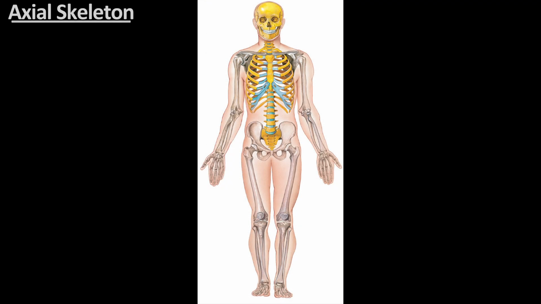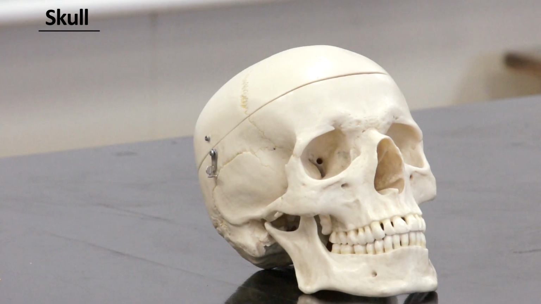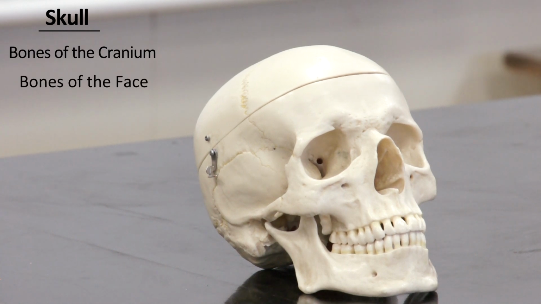The axial skeleton consists of three parts: the skull, the vertebral column, and the thoracic cage. In this video, we will review the major bones of the skull. So the skull consists of two main sets of bones: bones of the cranium, which protect and support the brain, and bones of the face.